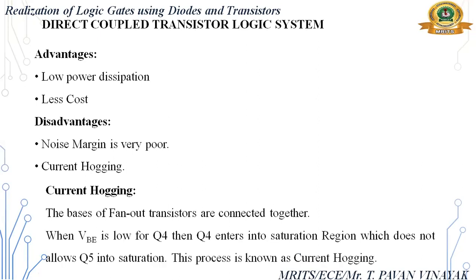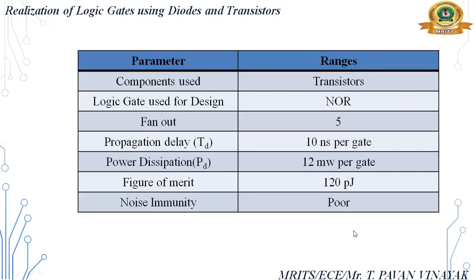See, the bases of fan out transistors are connected together. So whenever low voltage is applied for Q4, then Q4 enters into saturation, but it doesn't allow Q5 into saturation. This process is known as current hogging.